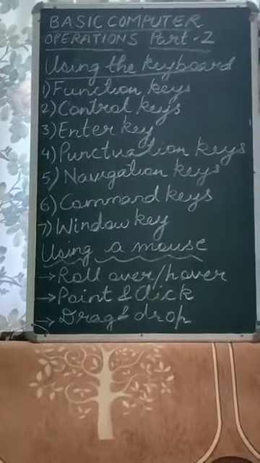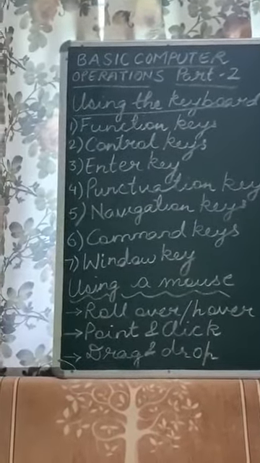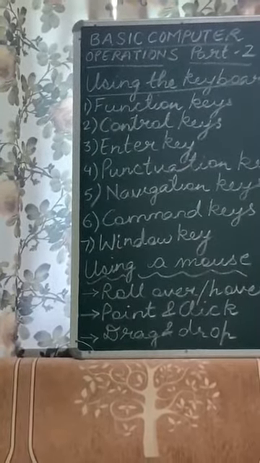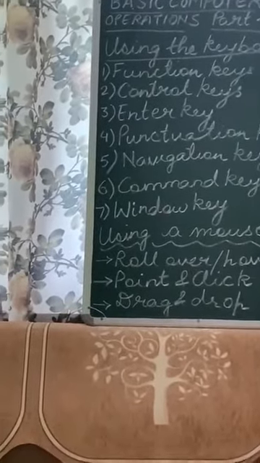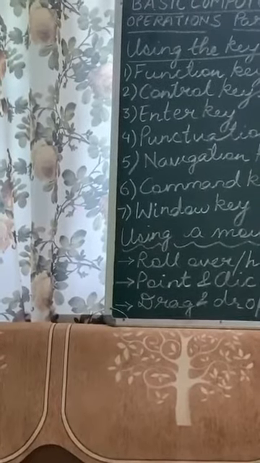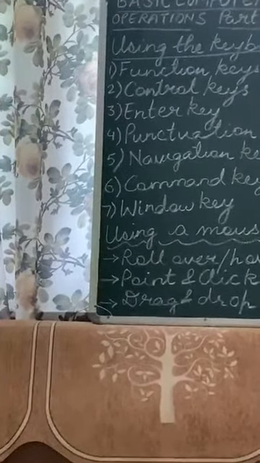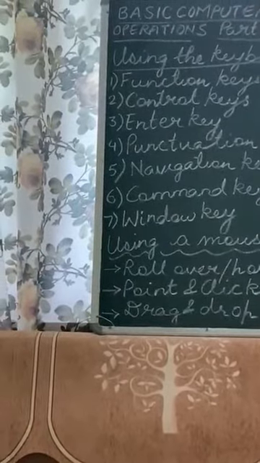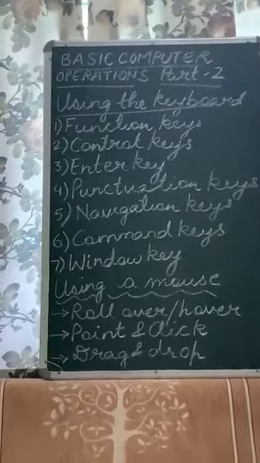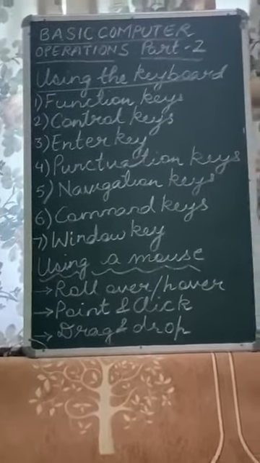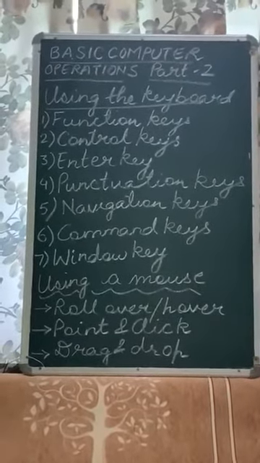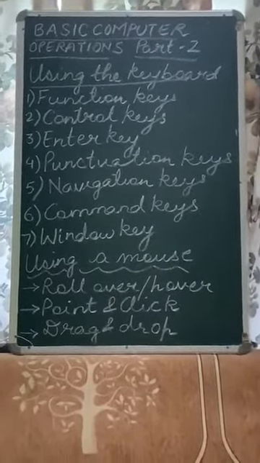Now what are the various functions of the mouse? Number one is roll over or hover. Some actions can be done by simply rolling over or hovering over an item. For example, when you bring your mouse over the file explorer, it will show you the details of the file. Hovering means moving the mouse on the computer screen. The next function is point and click. With the help of the mouse, you can point to a folder and then click to open it. This click can be a single click or a double click.